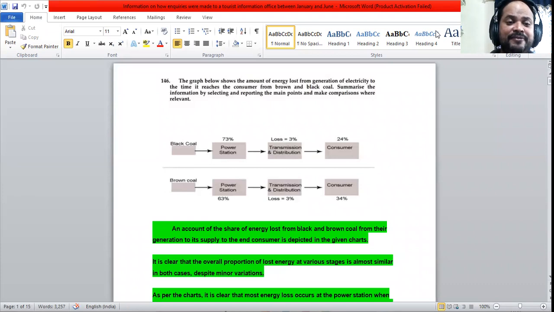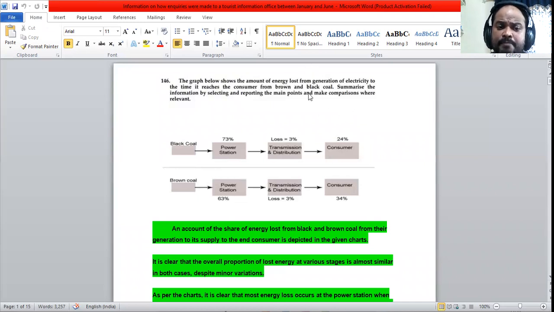Hi everyone. Today we are going to see a process diagram. It's not actually a process diagram, it's actually a flow chart. We are going to see the amount of energy lost from the generation of electricity to the time it reaches the consumer from black and brown coal.